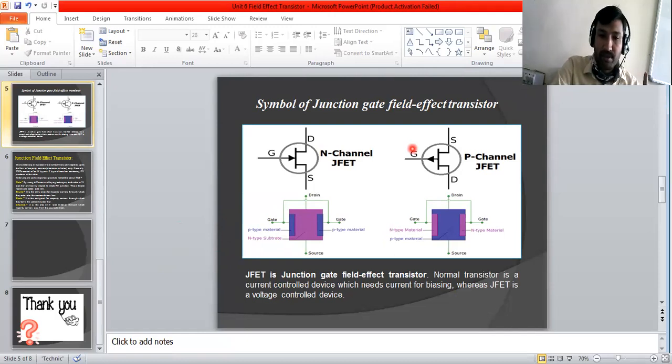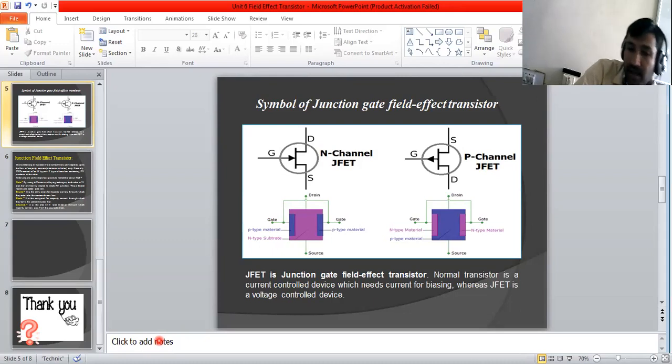Only one. Okay, so normally the transistor is a current control device which needs a current for biasing. This is for BJT, remember. Now here, JFET is a voltage controlling device. We have just seen that part.